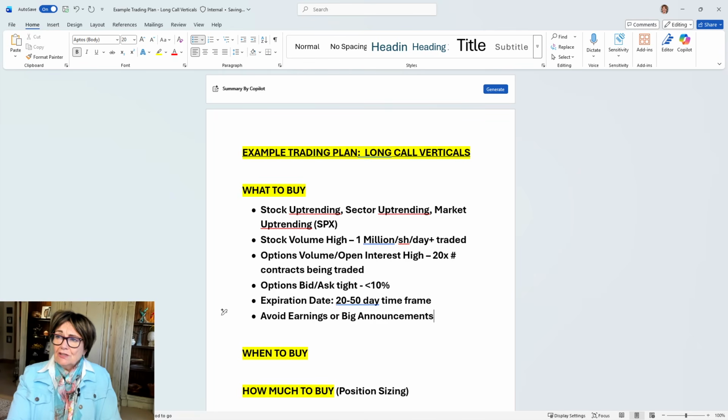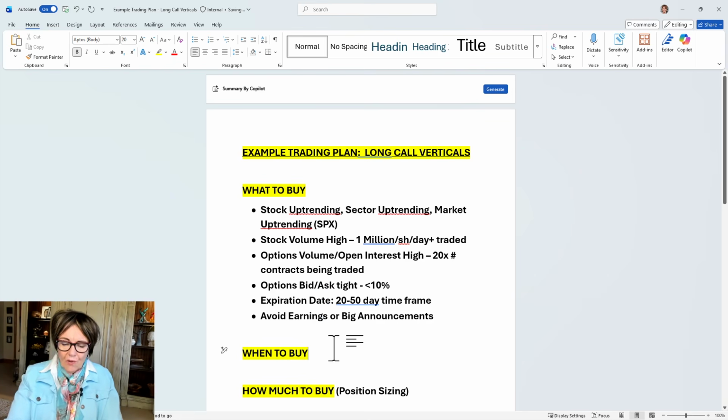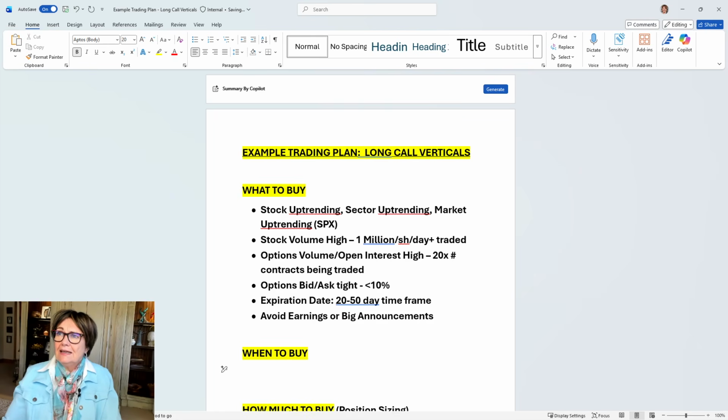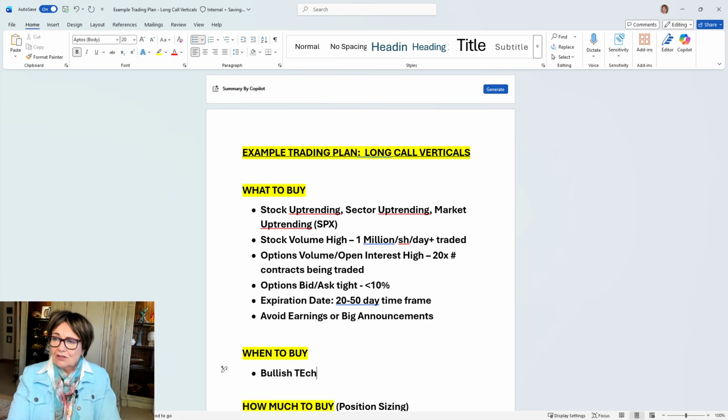Okay, so there's our list of what we're looking for in stock and market characteristics. Now, when to buy, this is really where we're looking at the charts. And so we're looking for a bullish technical entry.